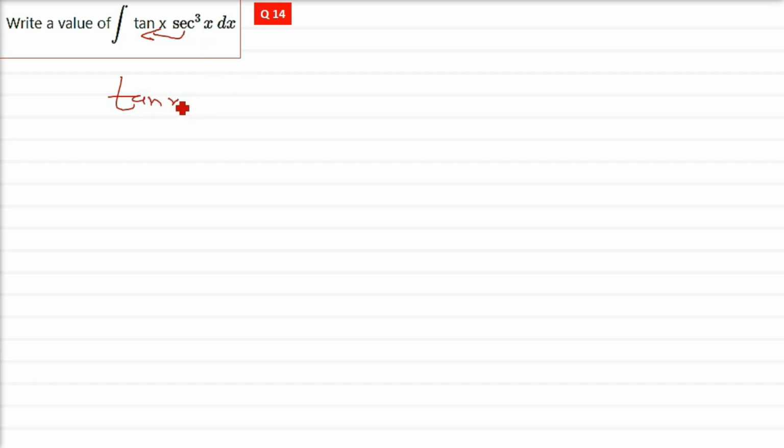But if you take tan x and this is sec square x and then sec x, I'm writing sec cube x as sec square x and sec x. I'll just change the places. Sec square x first and then sec x tan x you can write. Why am I writing this?